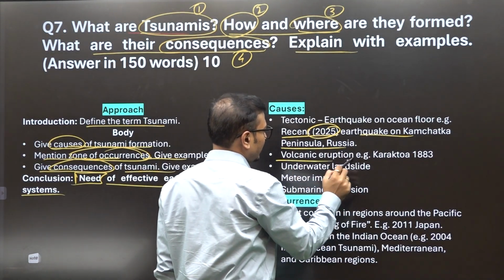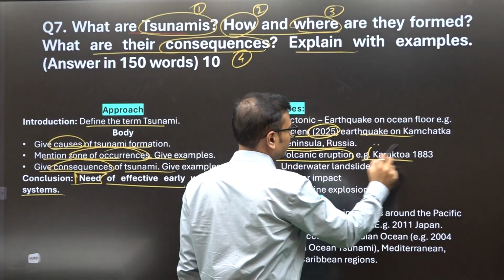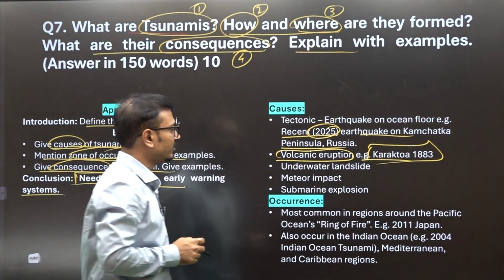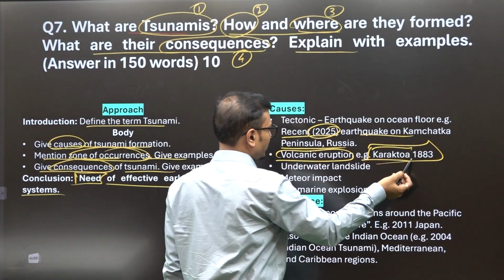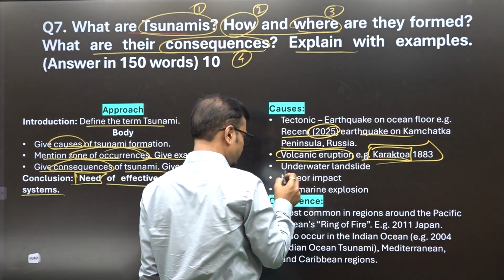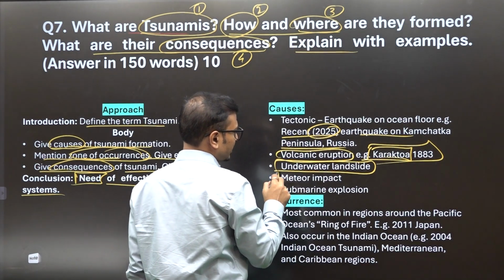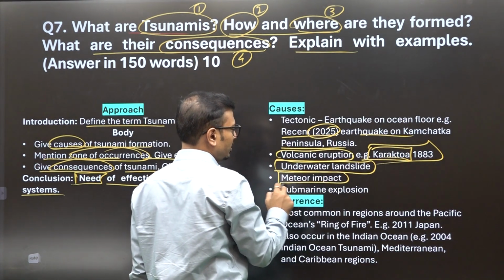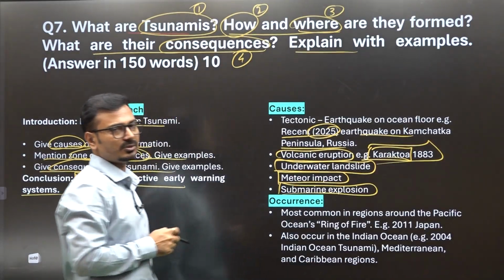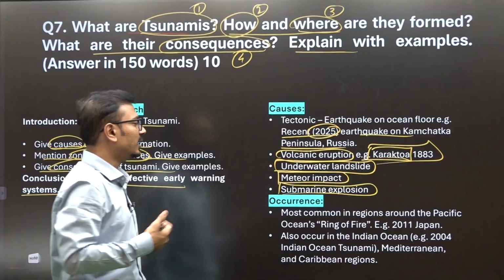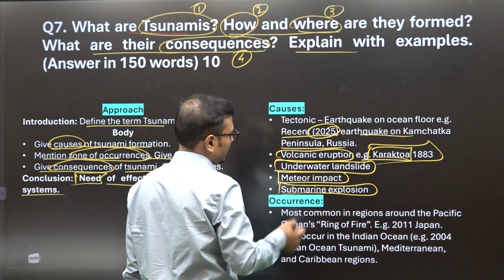Then volcanic eruption, the second factor. Example, the Krakatoa volcanic eruption of 1883. It is mentioned in NCERT also, Krakatoa volcano in Indonesia. Then an underwater landslide can happen, a large-scale landslide, a meteor impact can happen, and a submarine explosion. So it is a man-made factor, submarine explosion or nuclear test underwater. That may result in a tsunami.